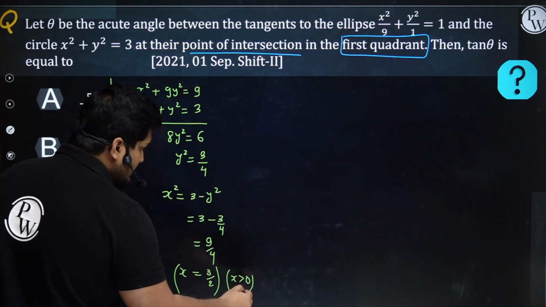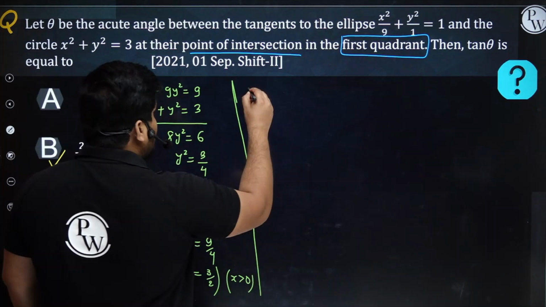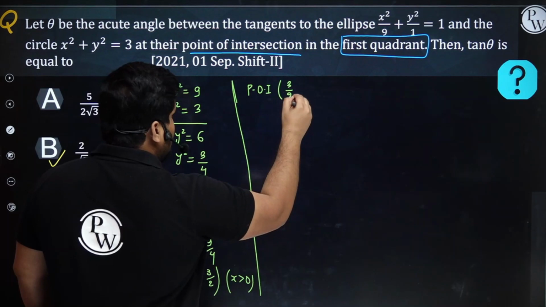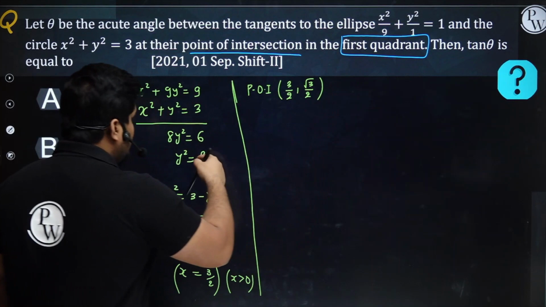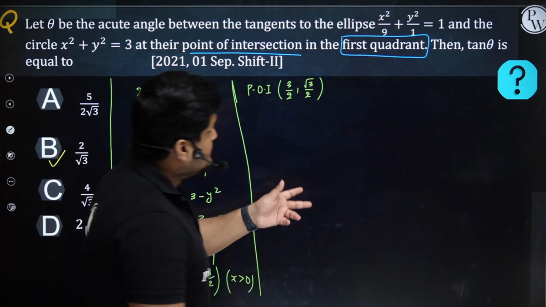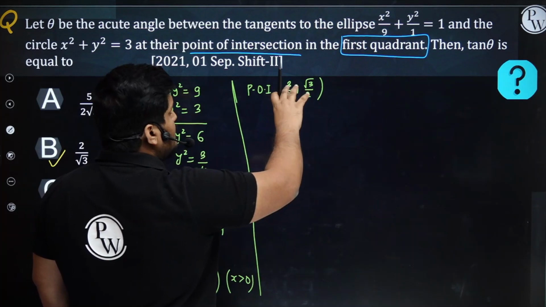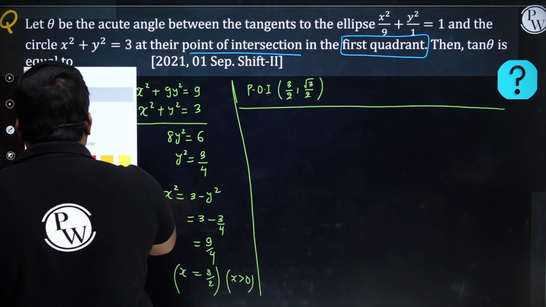Now that we have got x positive, what is y? So what is the point of intersection? Point of intersection is x equal to 3 by 2. And what is y, guys, here? y is equal to root 3 by 2. So we got the point of contact. Now we can write tangents. Now how to write the tangent? This is the point of intersection, that is the point of contact of both the curves. So by point form, we can write tangents for both ellipse and circle.